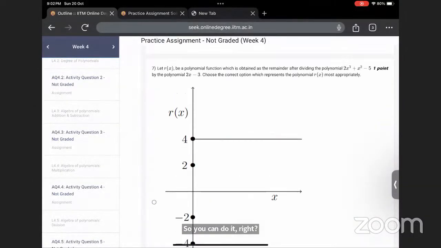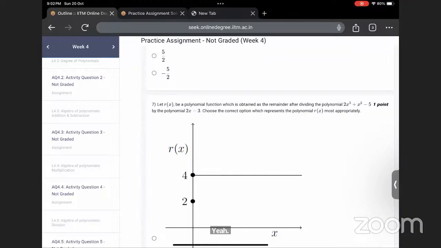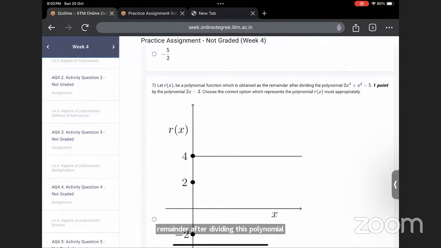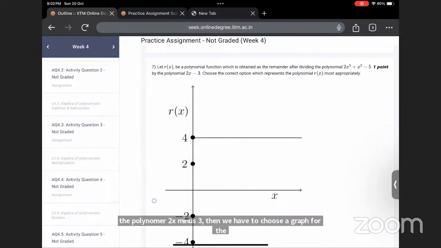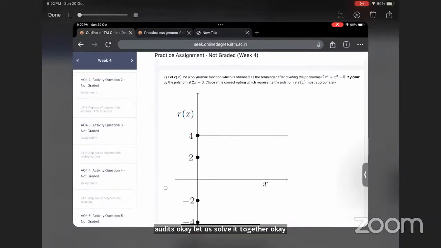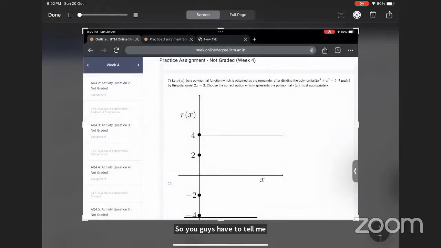Okay. So what about the next question? Let R(x) be a polynomial function which is obtained as the remainder after dividing this polynomial by the polynomial 2x minus 3. Then we have to choose a graph for R(x). Okay, let us solve it together. You guys have to tell me what will be R(x). So we have P equals 2x cube plus x square minus 5, divided by 2x minus 3.